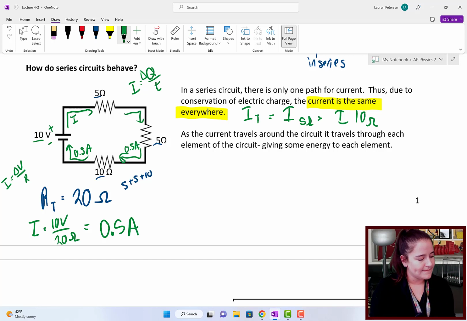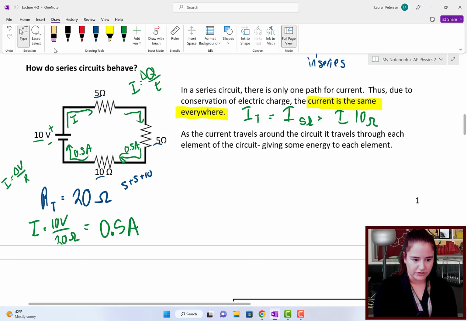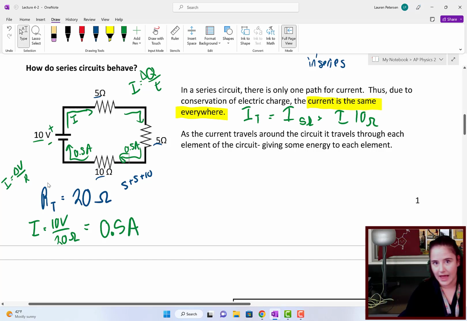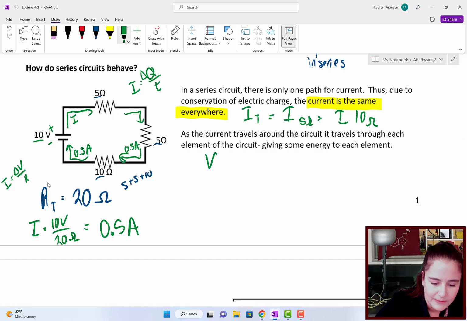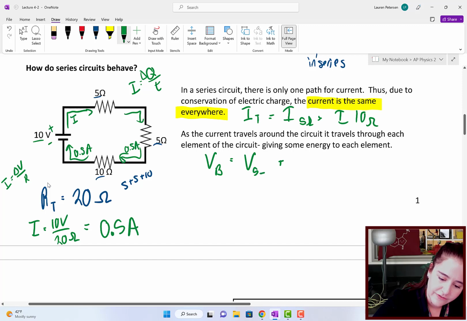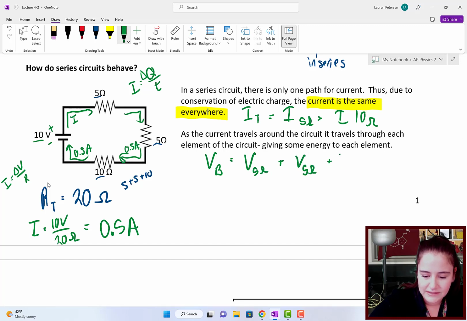Now, by the law of conservation of energy, the voltage drops across each of these have to add up to the voltage of the battery. They have to all be equal. So I'm going to go ahead and write that real quick. The voltage of the battery equals the voltage of the 5 ohm resistor plus the voltage of the other 5 ohm resistor plus the voltage of the 10 ohm resistor.